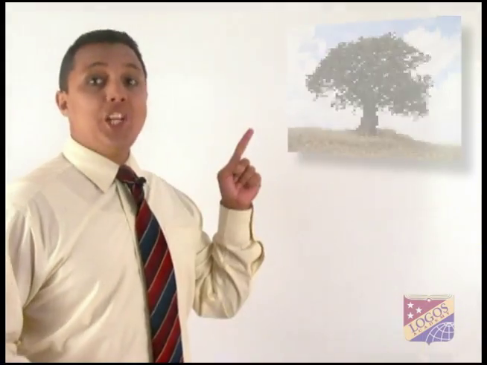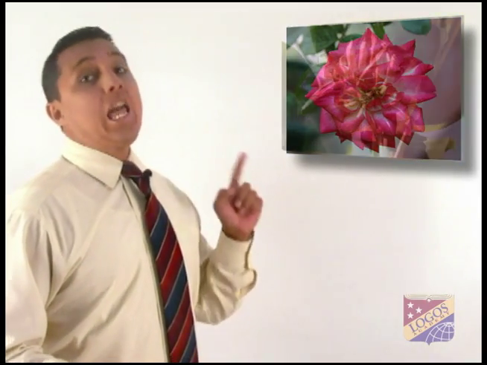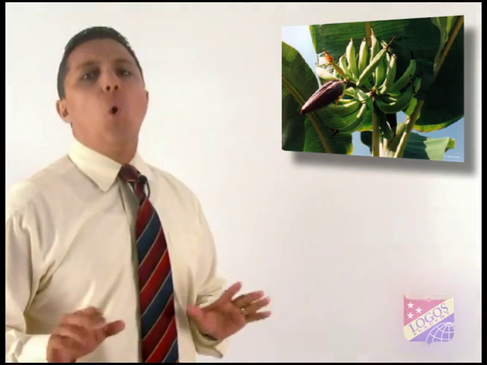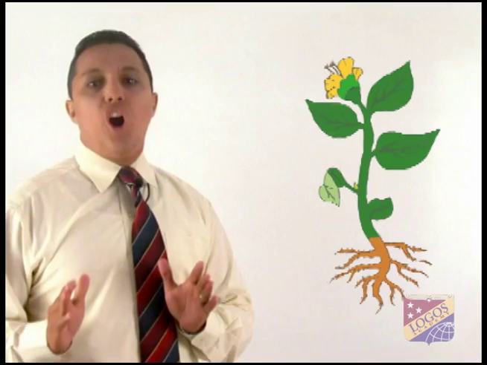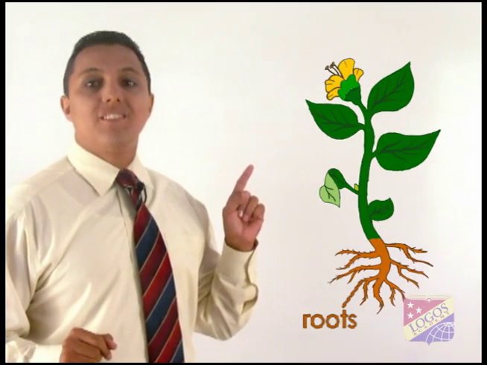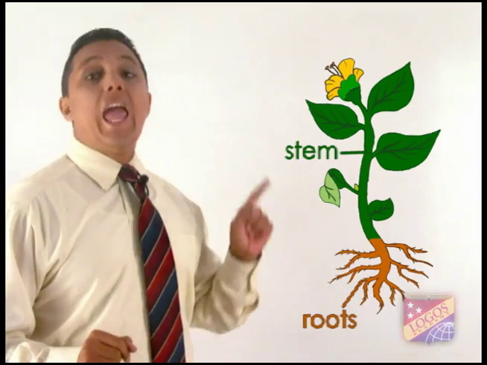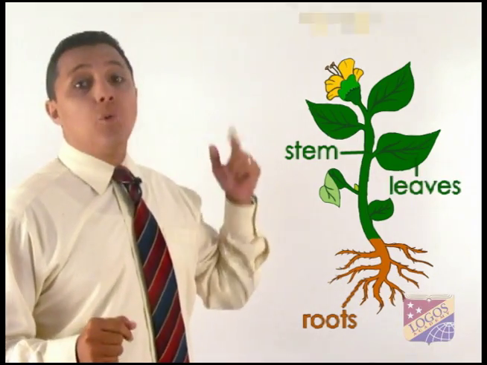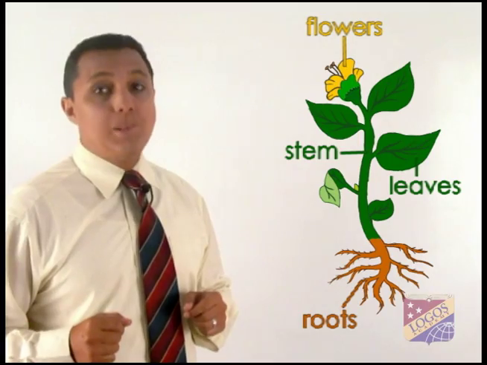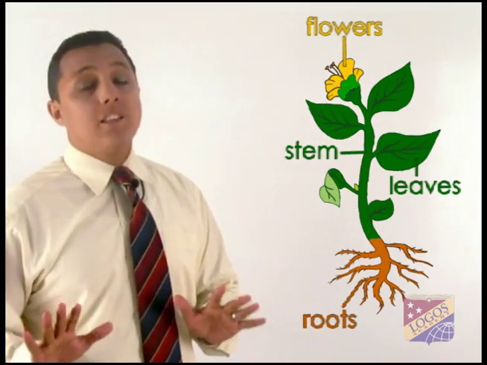There are many different kinds of plants. Giant oaks, tiny roses, and banana trees are all plants. Not all plants look the same, but they are alike in some ways because they have three main parts. These three main parts are roots, stem, and leaves. Flowers are another important part of the plant, even though not all plants have them.